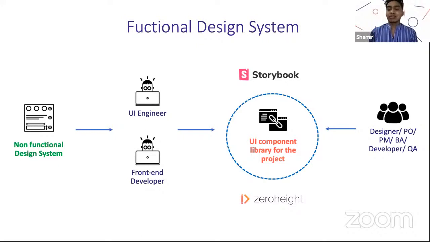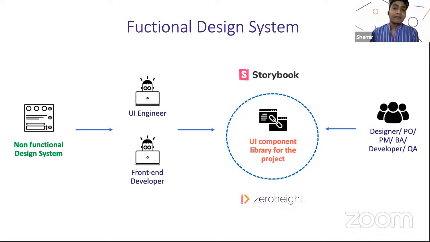But when it comes to a functional design system, what it means is using the non-functional design system. So basically, a design team would design the pattern libraries and the interactions and stuff like that. And those will be converted to a working UI library with the help of maybe a UI engineer, a front-end developer, or maybe both of them. They would come together and put that together as a working prototype that will be hosted maybe within the application or maybe externally. So as you can see in the circle I mentioned, the UI component library for the project.